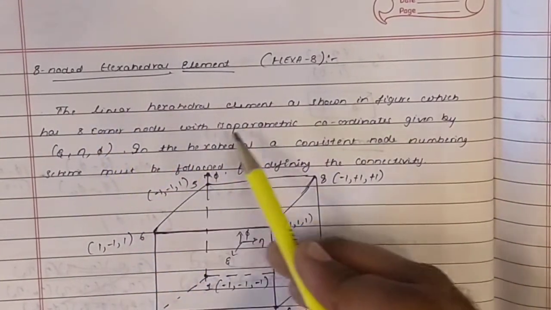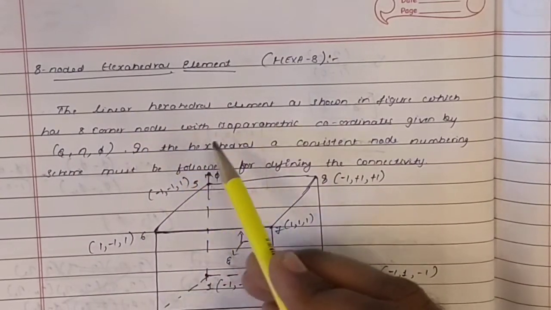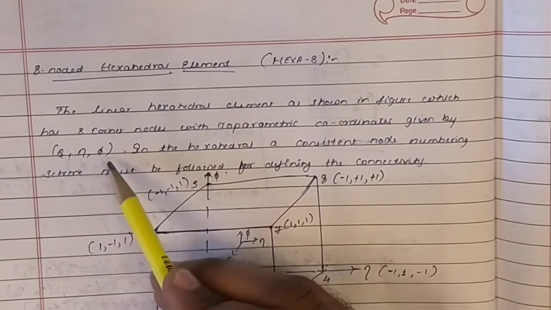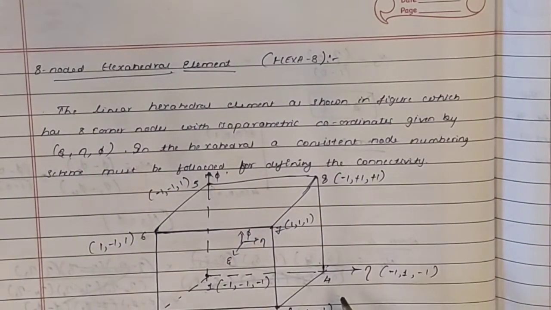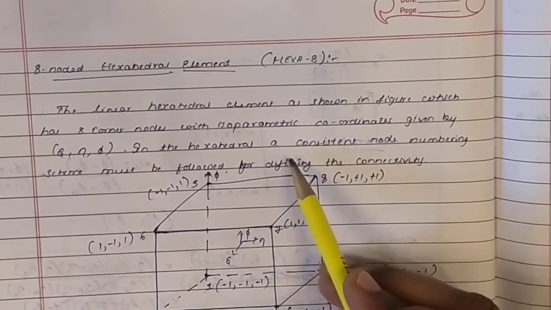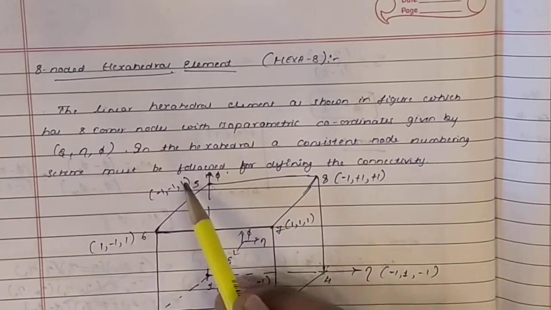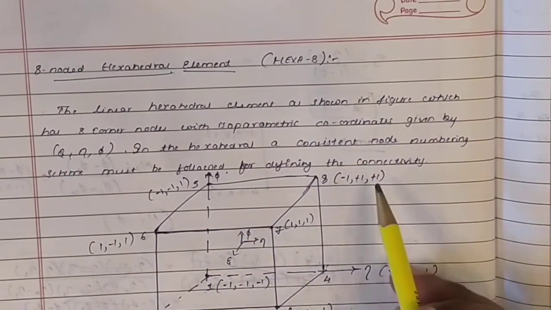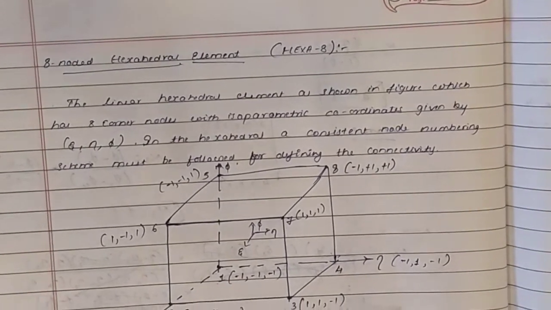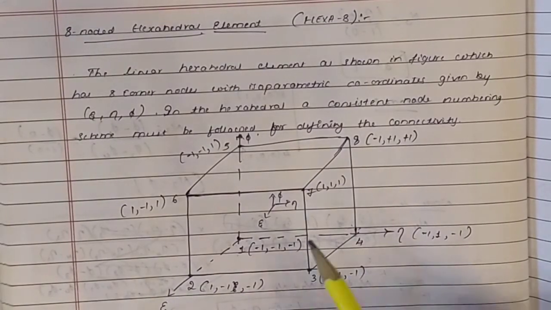Here the linear hexahedral element, as shown in the figure, has 8 corner nodes with isoparametric coordinates given by zeta, neta and phi. In the hexahedral element, a consistent node numbering scheme must be followed for defining the connectivity. So how do we follow it? I'll explain that.